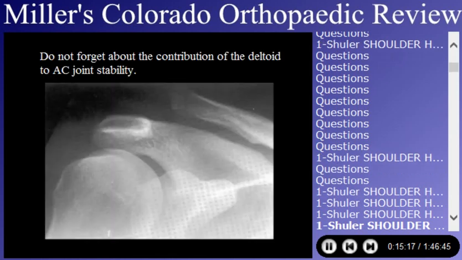Also, don't forget about the contribution of deltoid to AC joint stability. The test question I had on my board examination is that if you have a person with an AC joint injury and you ask them to passively contract the deltoid, if the deformity lessens, you know it's still attached. If the deformity stays the same, you know it's not attached. Distinction between type 3 and type 5.